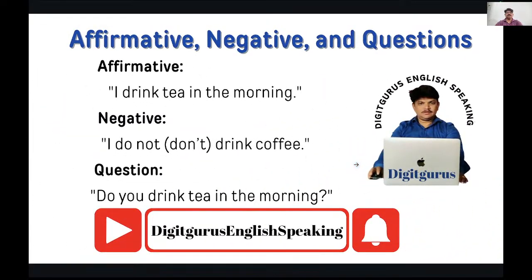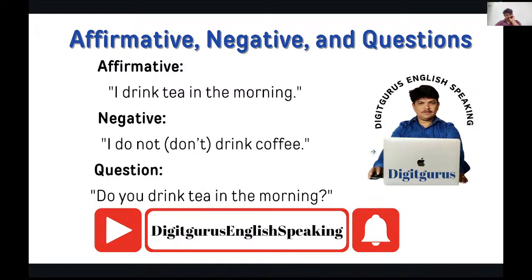Can you think of any other daily activities? Type that in your chat box. Use these phrasal verbs in your own words and type the sentences in the chat box. Okay?